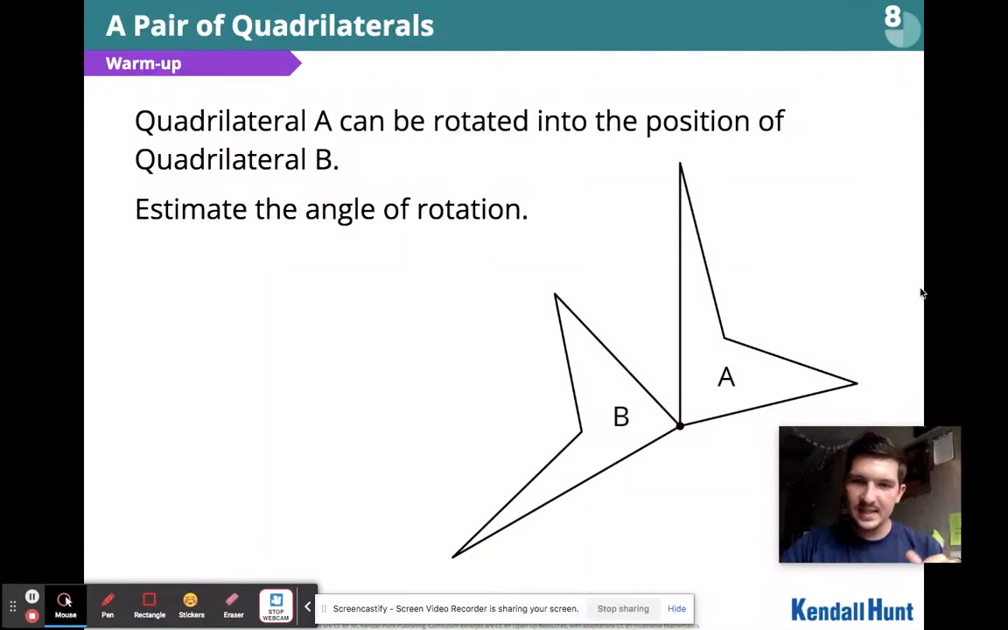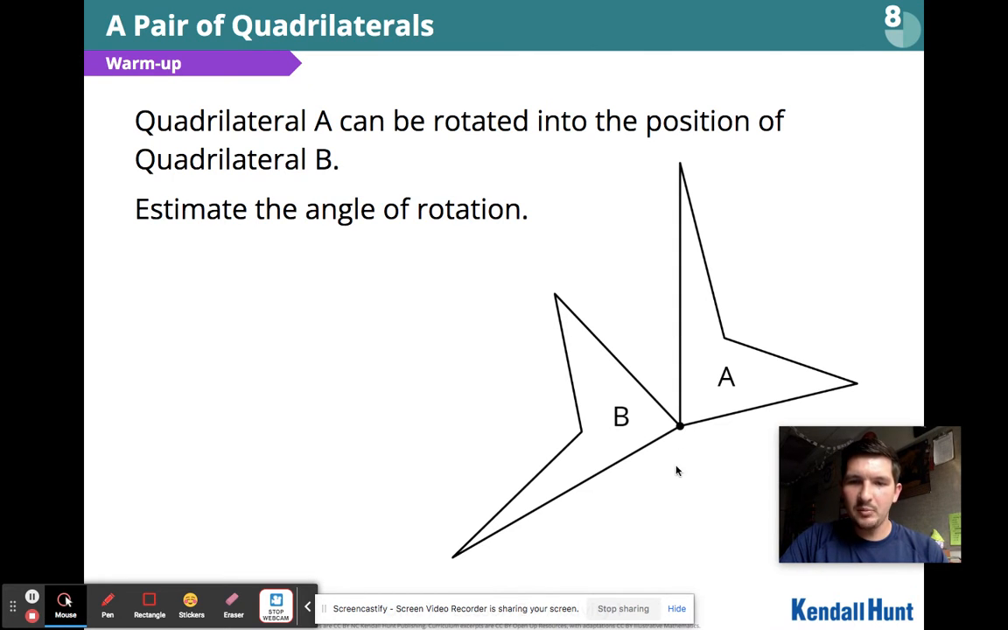So take a second to pause your video, and I just want to see if you can guesstimate. What do you think the estimated angle of rotation would be from quadrilateral A's rotated position to match up with quadrilateral B? So hopefully you pause it, and see, and just guess. Try it. You never know. Take a second and guess.